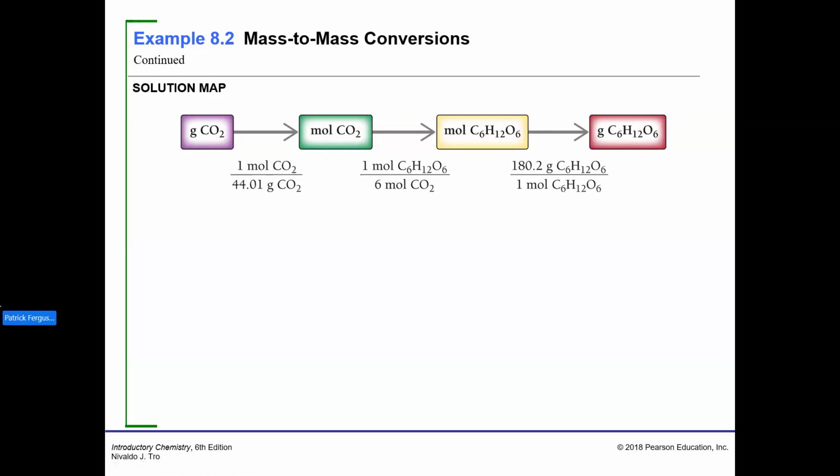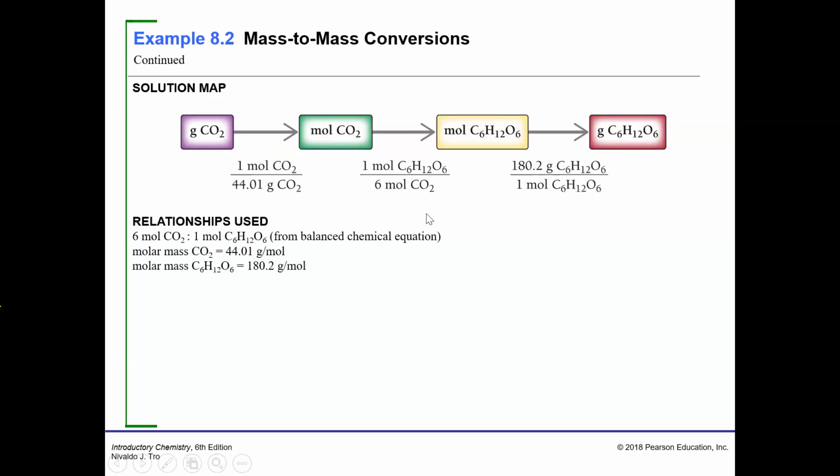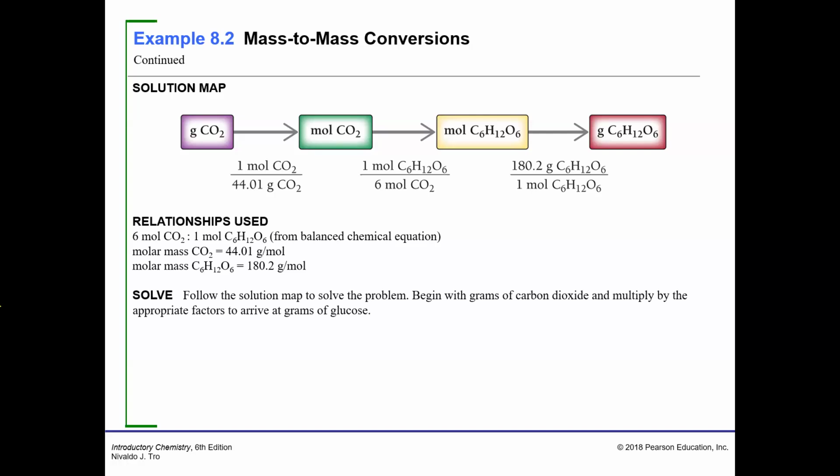We already solved the problem. So we convert the grams into moles, and then we use the mole to mole ratio. Look, the moles will cancel moles, and the grams will cancel the grams. All right. So now watch. 6 moles of carbon dioxide give us 1 mole of glucose from the balanced chemical equation. The molar mass of carbon dioxide is 44.01 grams per mole, and the molar mass of glucose is 180 grams per mole. Once you know those things, solving those problems becomes easy for you.